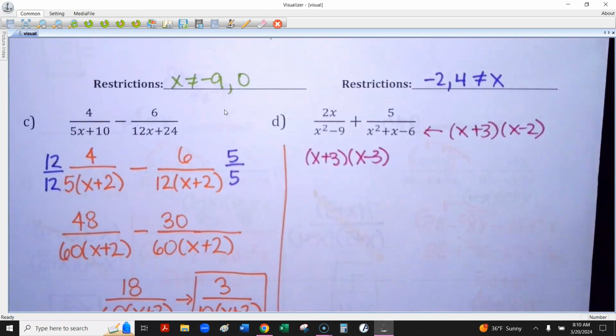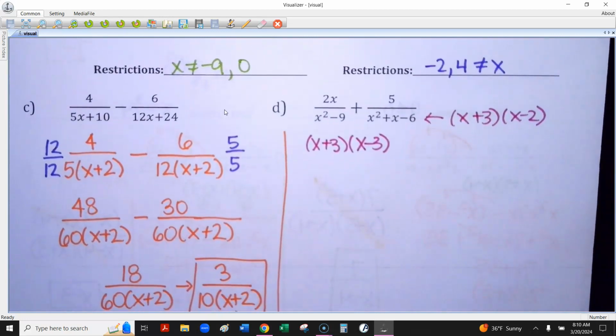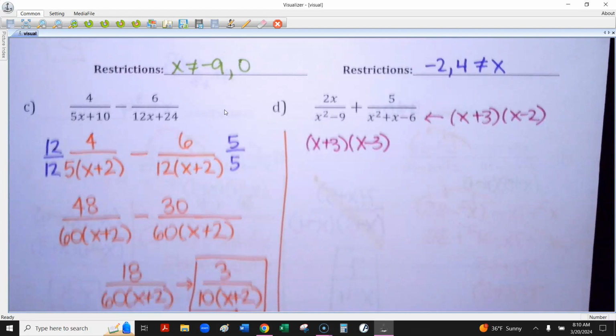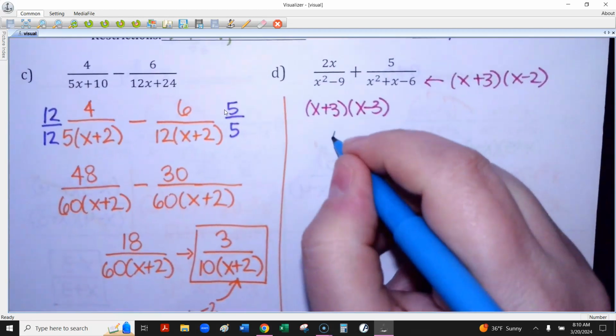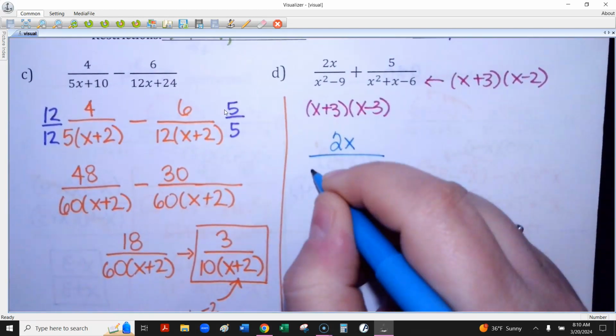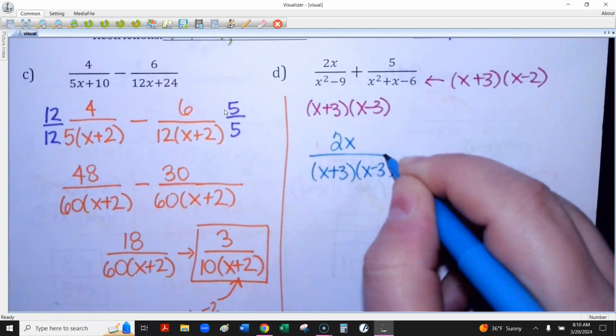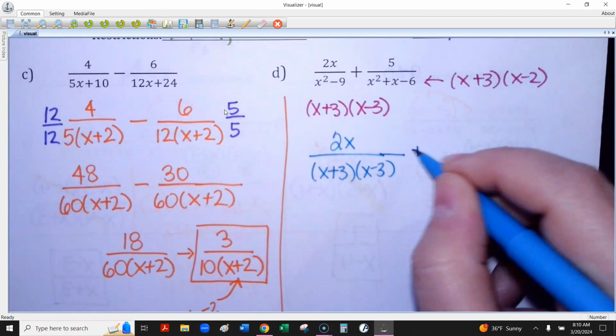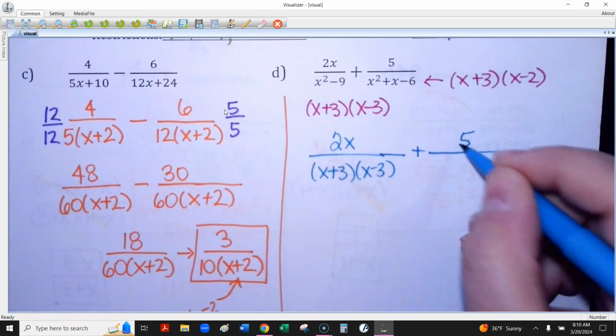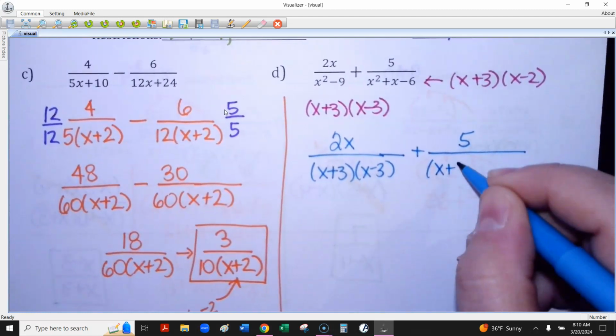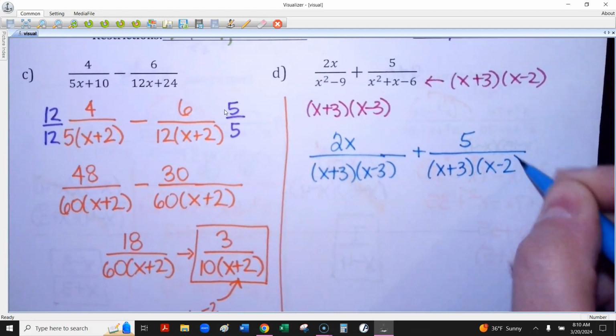Sorry, I should have written that a little bit more similar to what I did on the last question, but just the factored form of each denominator. So in factored form, we have 2x, x plus 3, x minus 3. And on this one, we have 5 over x plus 3 and x minus 2.